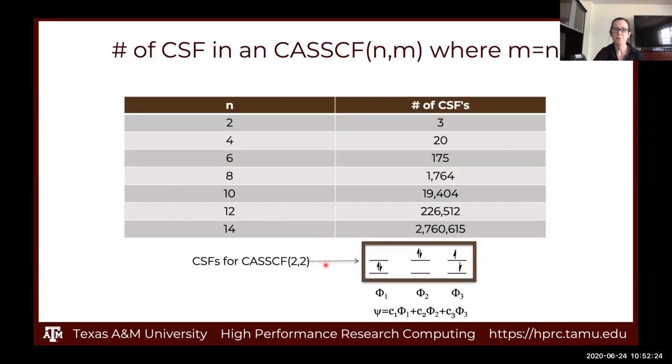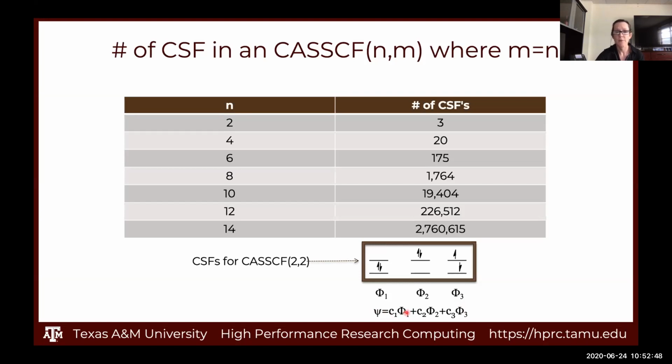Sorry, I was mistaken. One more. So this lays it out as to the configuration state functions that would be optimized. So if you were doing a 2-2, you have 2 electrons and 2 orbitals, you would have 3 of these wave functions that would need to be optimized, and this would be the overall equation. So the coefficient would be optimized and this excited wave function would be optimized.